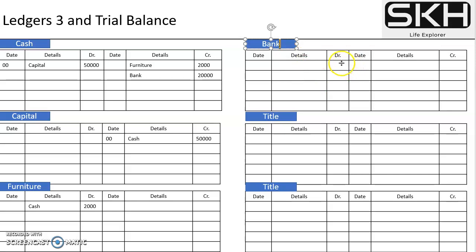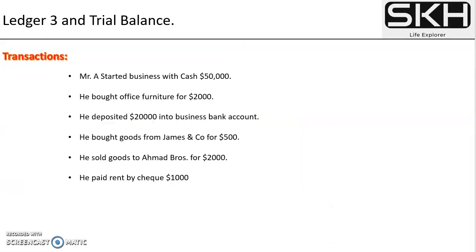Bank account is going up with 20,000, and the reason is cash account. Then he bought goods from James and Co for 500. So in this transaction, two accounts are involved. One, he is buying goods, which means buying goods goes to purchases account.